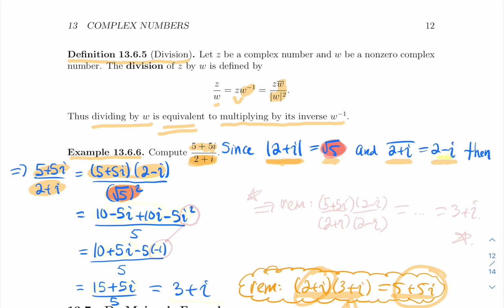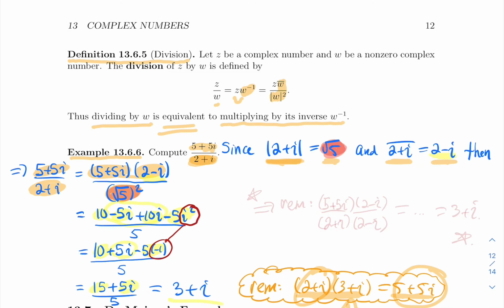If you want some yellow, and then you just FOIL normally. 5 times 2 gives you 10. 5 times minus i, that's minus 5i. Then you distribute the 5i: 5i times 2 is 10i, and 5i times minus i is minus 5i squared. Of course, you remember that i squared needs to turn into minus 1. Minus 1 times minus 5 is plus 5, plus 10 gives you 15 here, and then the minus 5i plus 10i was simplified to 5i. Then 15 plus 5i divided by 5, you get back your 3 plus i.